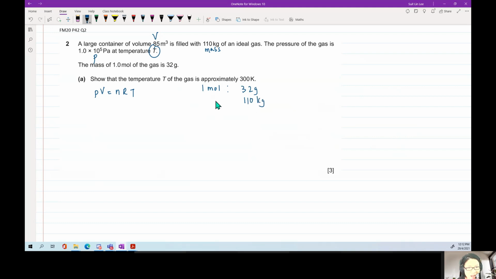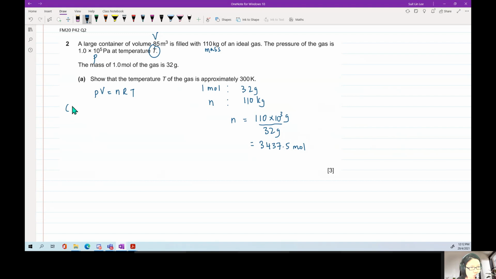110 kg is n moles. Can you find n? Can, right? n will be equal to 110 kg times 10 to the power of 3 gram divided by 32 gram. You scared make mistake, you calculate at the side, no? 110 times 10 to the power 3 divided by 32. So our friend here is 3437.5 moles of gas inside this 85 meter cube container.